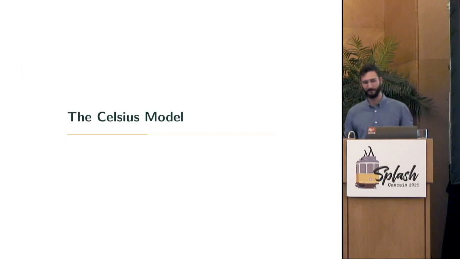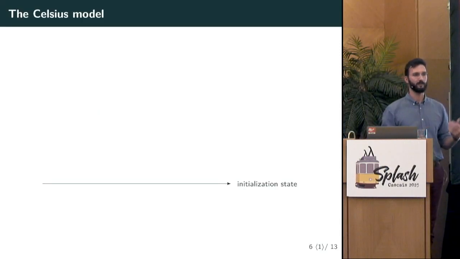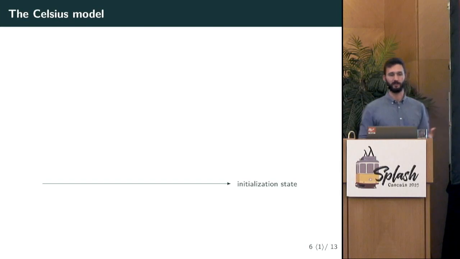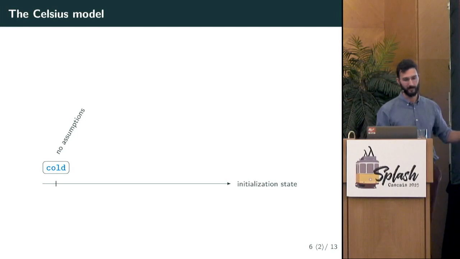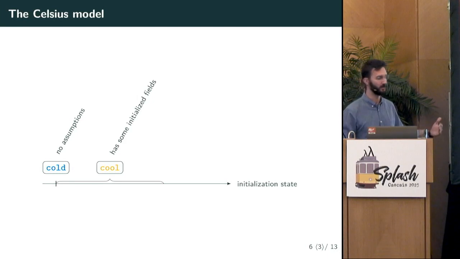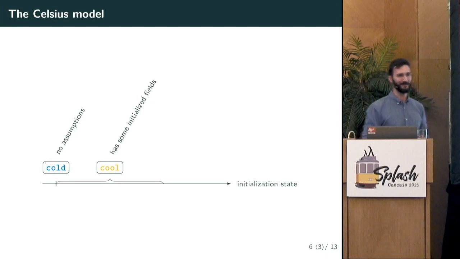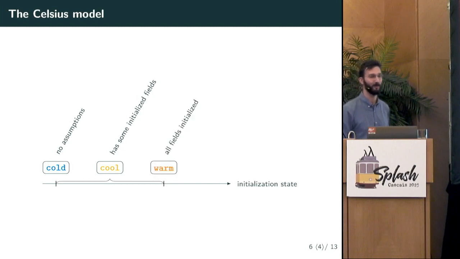So how do we model an object under initialization? The idea is that at the beginning of the constructor, the object has no initialized fields, so we consider it cold. With a cold object, you cannot access any of its fields because they might not be initialized. Then throughout the constructor, some fields will get initialized and the object will get cooler. Once you've reached the end of the constructor, hopefully you've initialized all the fields and you get a warm object.